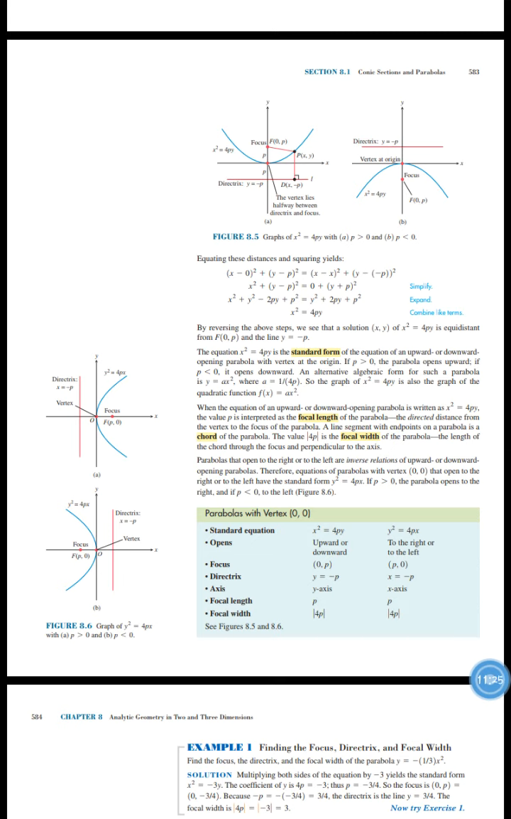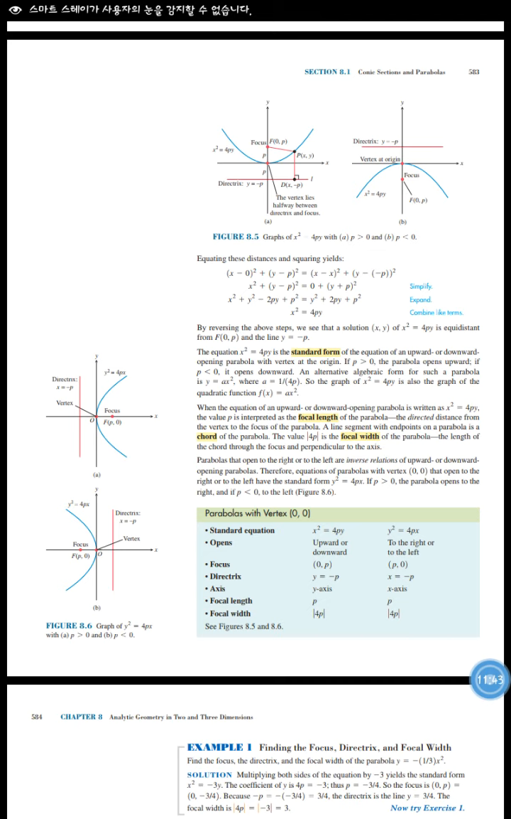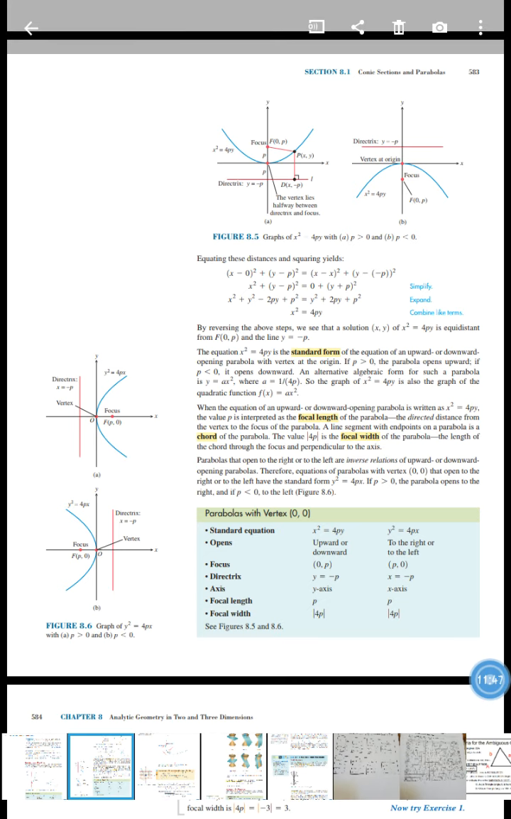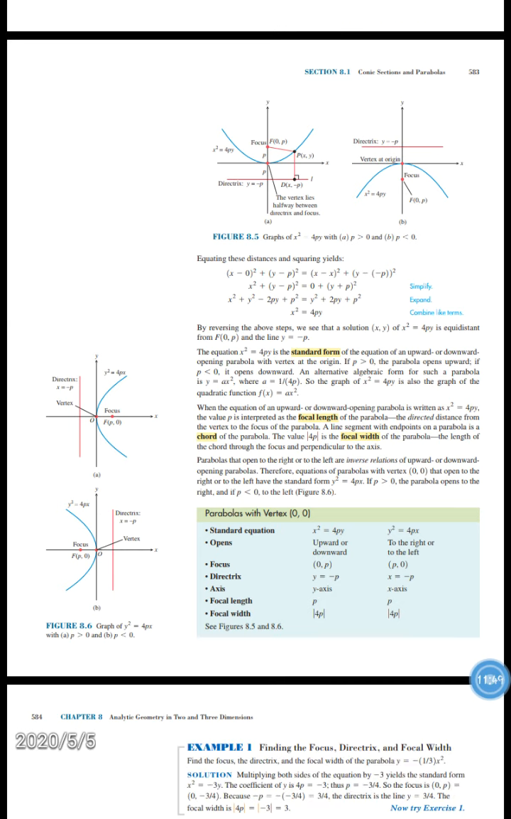Otherwise, if your graph opens to the right or left, your directrix is x equals negative p. You have to remember, okay? The axis, I talked about that already. If it opens up or down, the y-axis would be your axis. And if it opens to the right or left, your axis would be what? The x-axis. Now, focal length is always p.